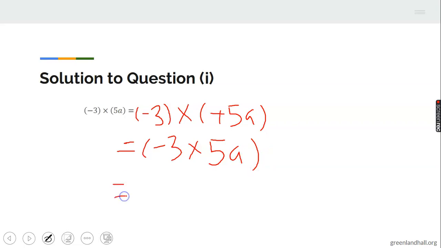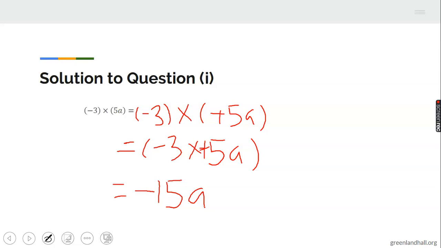So this is carrying positive, don't forget. Now, minus times plus from the rule will give you minus. Then 3 times 5 will give you what? 15. Then don't forget your a. Put your a there. Do you understand? Or I should just, okay, let me come back to it again.